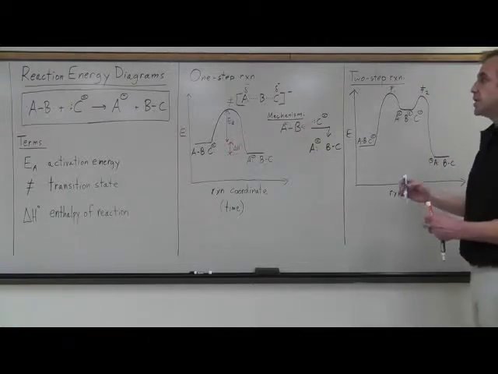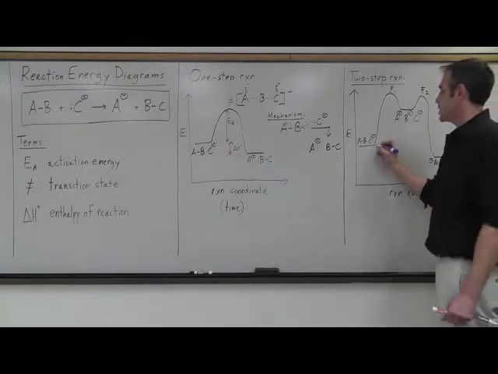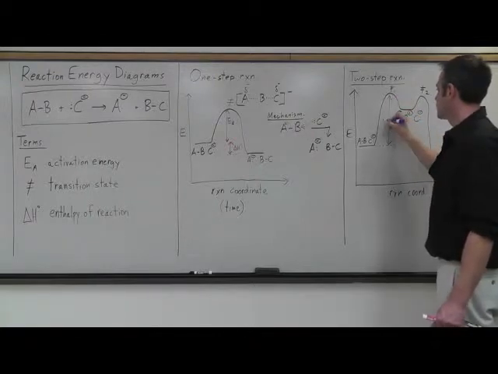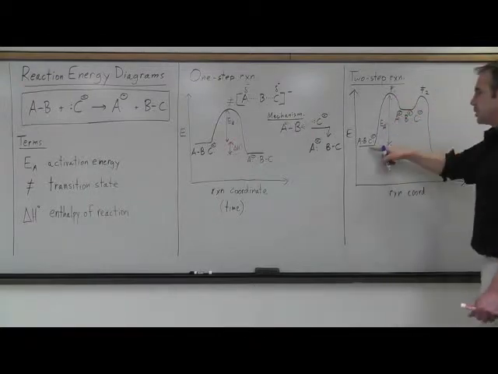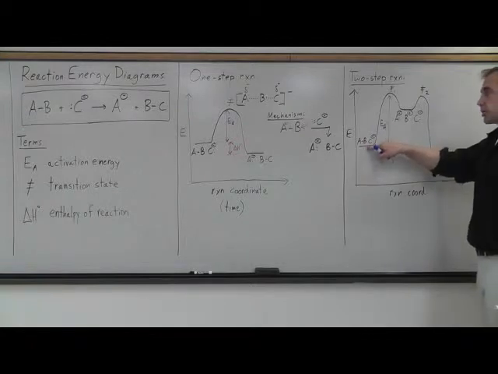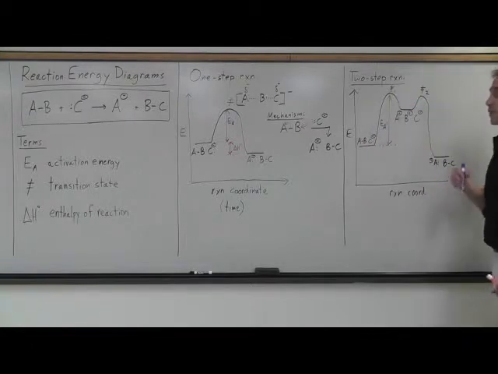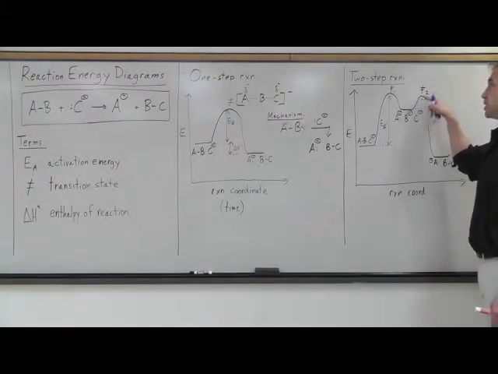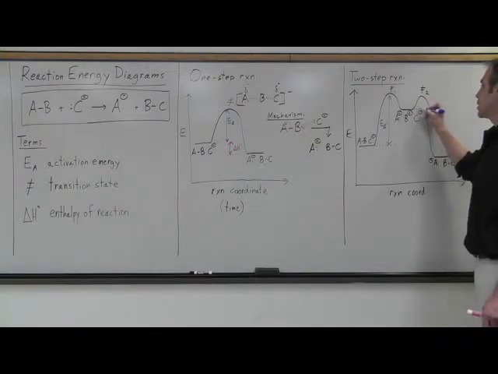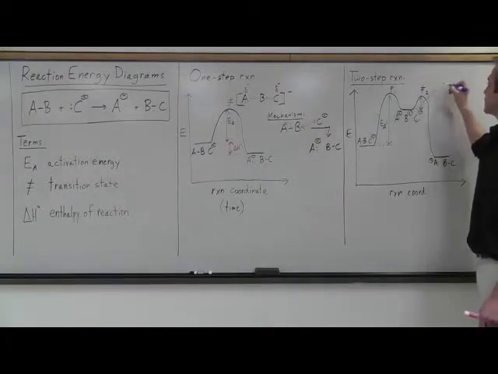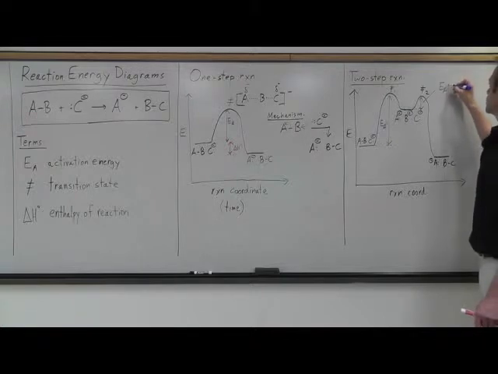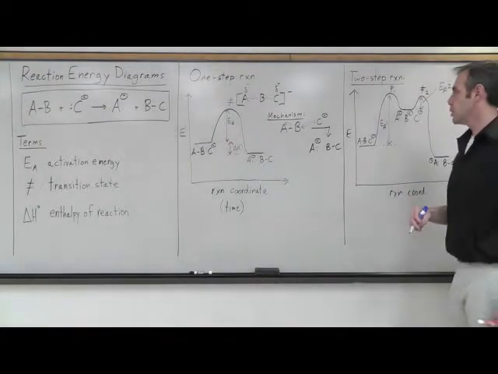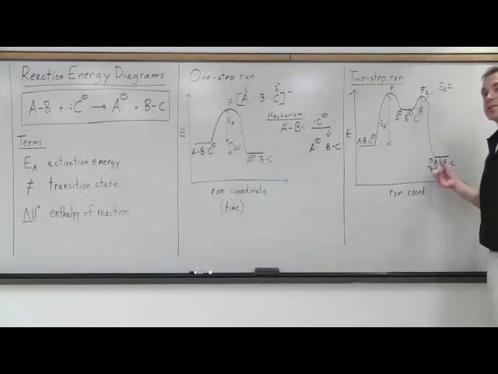The activation energy for the first process would be the energy difference between the reactants and the transition state. The activation energy for the second step of this reaction would be between the intermediate and the second transition state. And so we can see the second activation energy is much smaller than the first activation energy in this specific diagram.